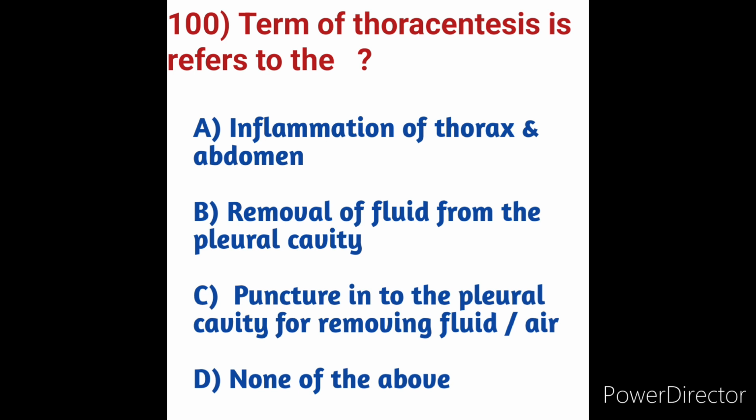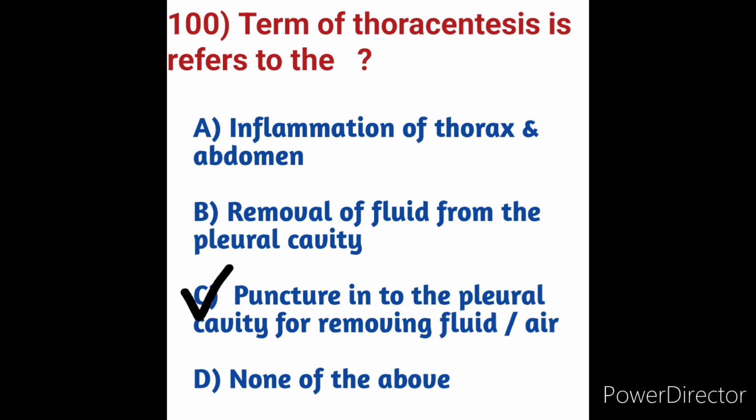A potential space exists on the left and right side of the chest cavity between the inner chest wall and lung, called the pleural space. Thoracentesis is a procedure that a provider uses to drain extra fluid from around the lungs, or pleural space, with a needle. It is used to test fluid for infection or other illnesses and to relieve chest pressure that makes it tough to breathe. So here, the term thoracentesis is option C, puncture into the pleural cavity for removing fluid or air, which is the correct answer here.